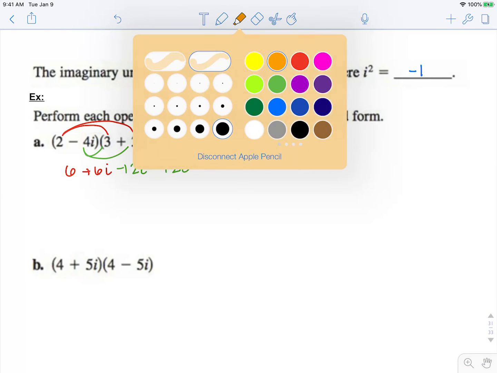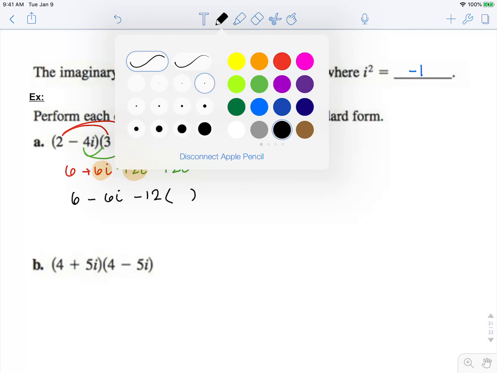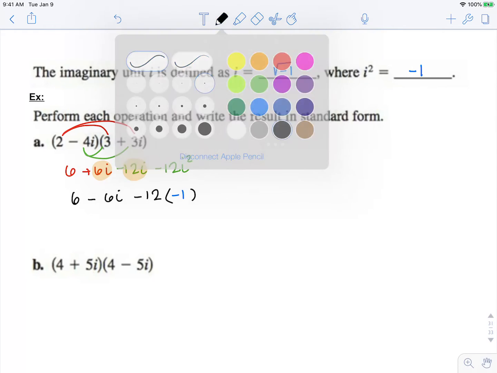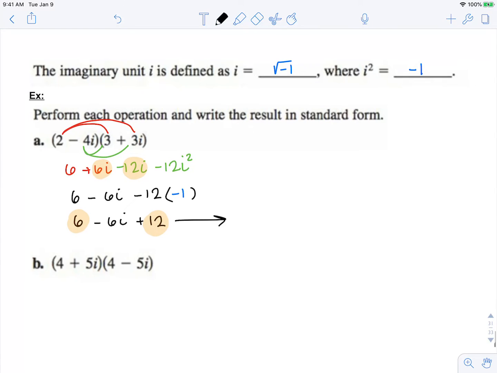So the next thing I'll do is combine these like terms in the middle. I have 6 minus 6i minus 12i squared, and then remember that i squared is -1. So now I have 6 minus 6i plus 12, and if I combine these two terms, now I have 18 minus 6i in standard form.